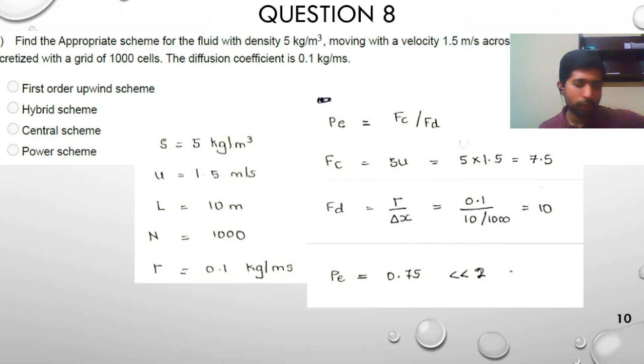Okay, so for question number 8, it is less than 2. So what should be the answer? What scheme will you use? Okay, central. Yeah, so central is the correct answer.